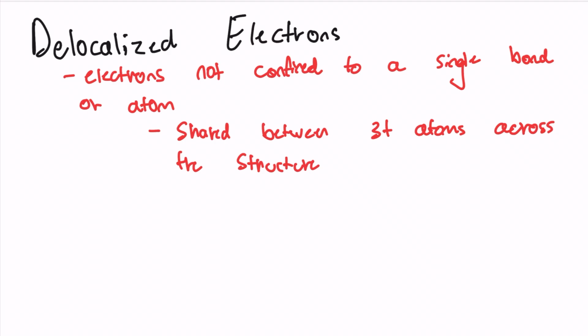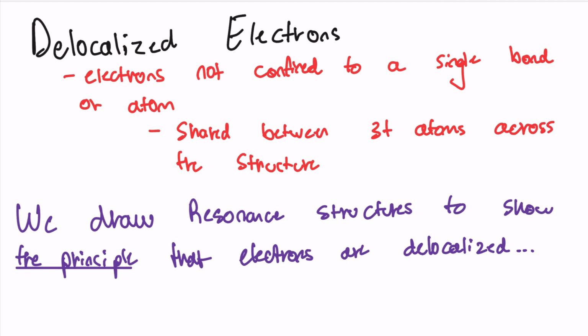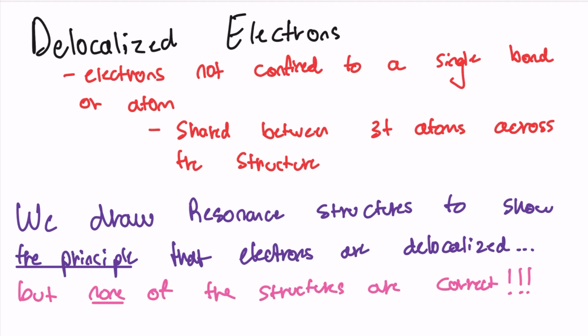they wouldn't be there. That's what's important for you to understand, and it's something that stumped myself for a while as well. We draw the resonance structures to show that the electrons are delocalized, but none of them accurately show where the electrons actually are. Again, you need to understand that with delocalization.